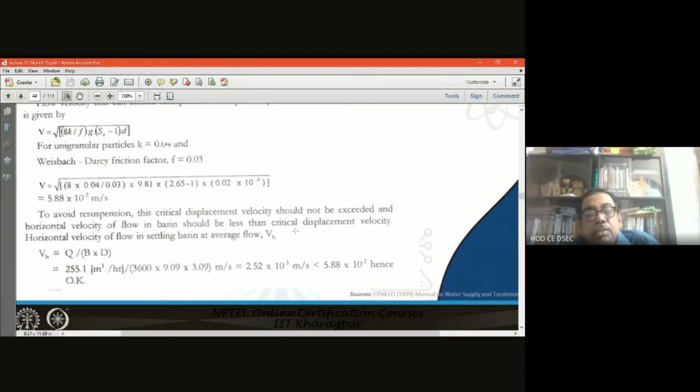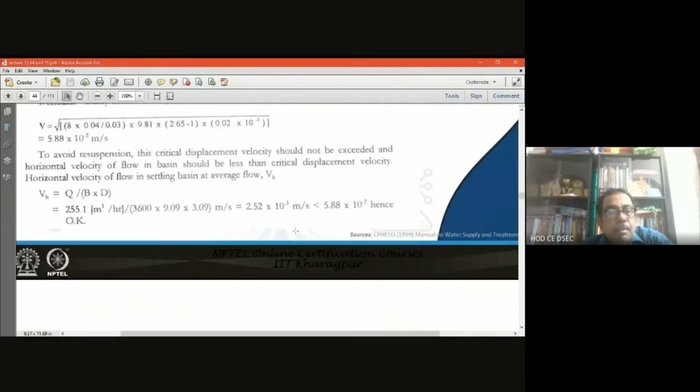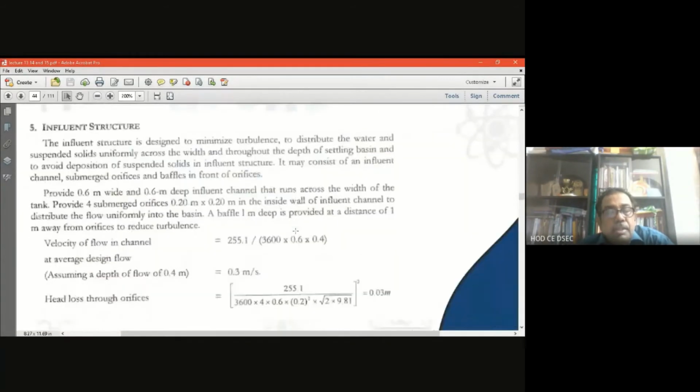So the horizontal velocity you have calculated is 2.52 into 10 to the power minus 3 meter per second, which is less than the critical displacement velocity, that is 5.88 meter per second. So okay. Even after finding out all the sides and size of the tank, you have to check whether the horizontal flow velocity is less than the critical displacement velocity or not. So this is a thing.